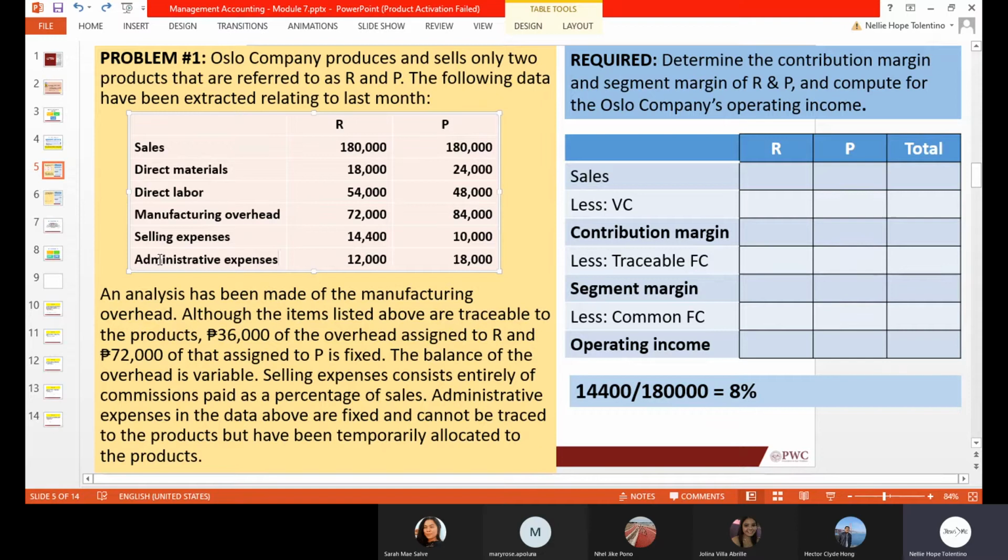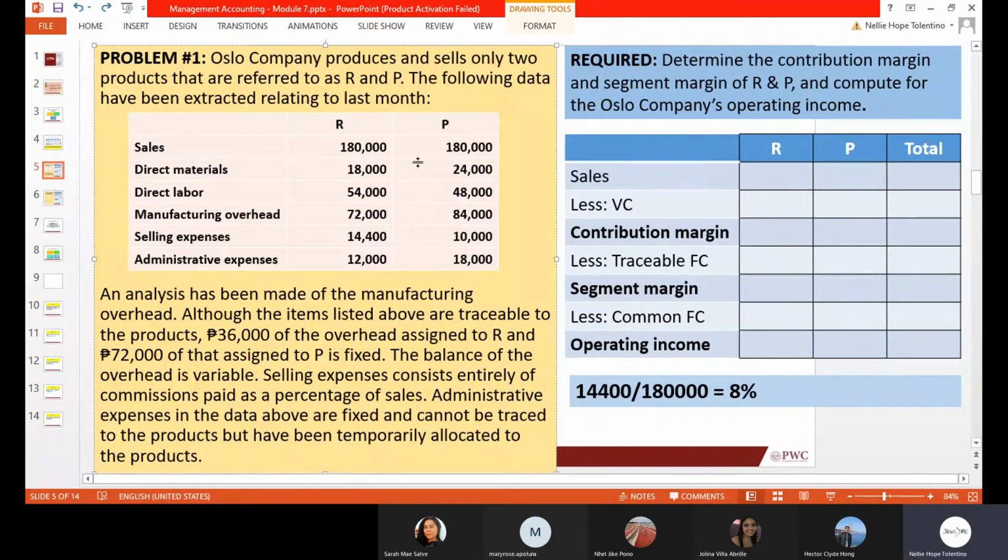So, what do you think? Is this admin expense traceable or common, from this statement? Fixed, cannot be traced, temporarily allocated only. What do you think? Admin expenses, common. Yes, common, from the words cannot be traced. If it were traceable, you would put it here. This one, for sure, is untraceable.